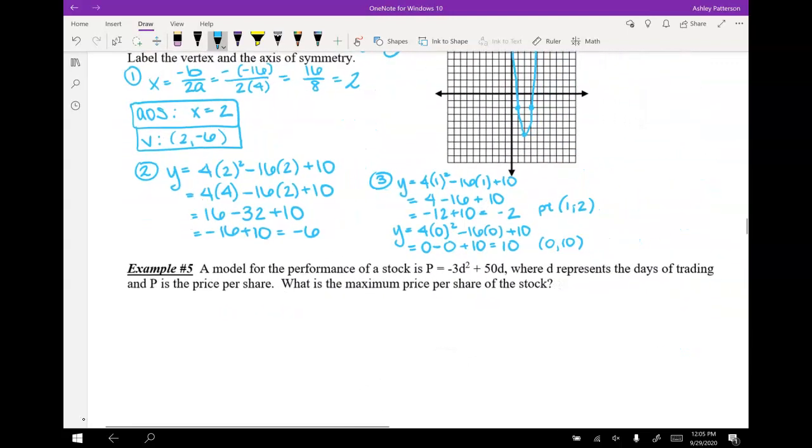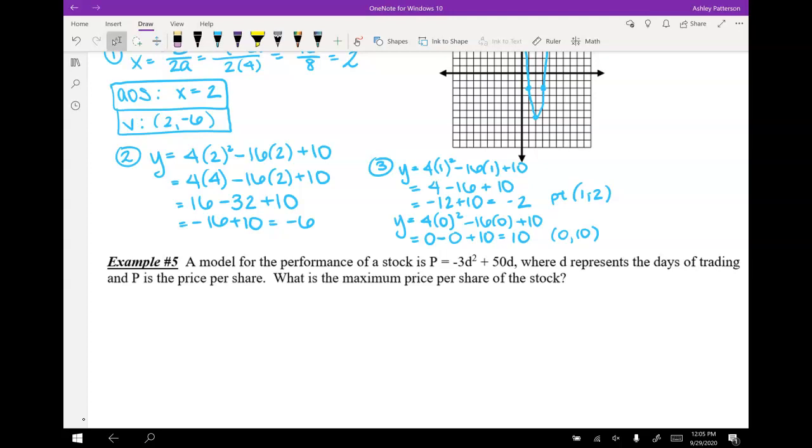We have a model for the performance of a stock. Model is referring to an equation. Okay, if you model something, you're writing an equation to represent the behavior of that situation. And it is P equals negative 3D squared plus 50D. Now, D is representing the days of trading, and P is the price per share. What is the maximum price per share? So we are looking for the maximum price, which is P.